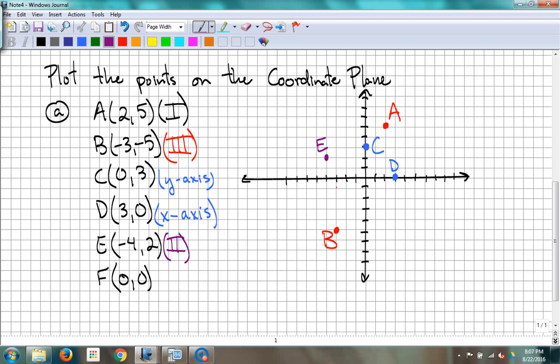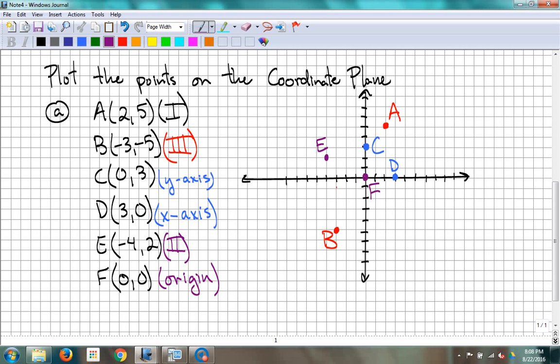Point F. Where's it at? Right there in the middle. What's its name? Origin, yeah. O-R-I-G-I-N. Origin. Okay. It's a special name. It's a point. It's not on the x-axis or the y-axis. It's on both of them. It's not in any quadrant, so that's why it's got a special name called the origin. Okay, so make sure you know that.